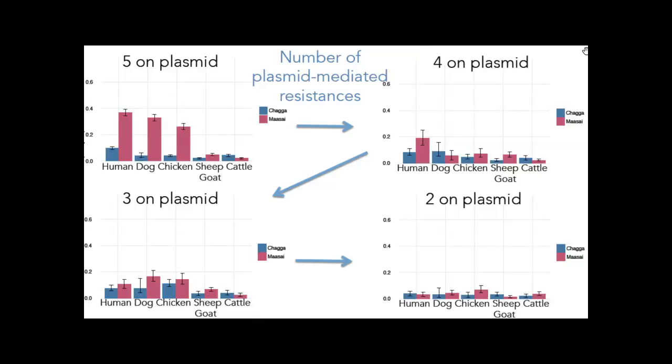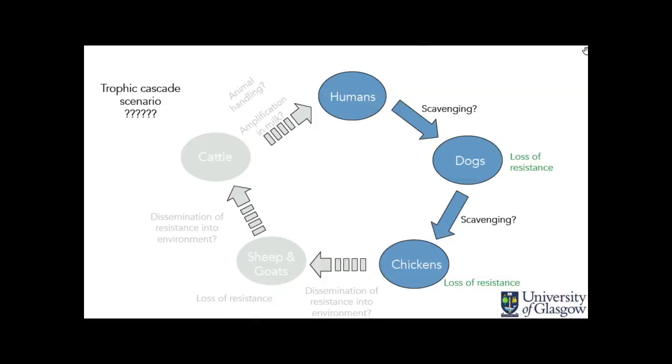So these patterns are what we would expect if there was dissemination of resistance on plasmids from the humans into the dogs and chickens, and then a loss of resistance in those communities. So far the patterns are indicating an importance of plasmids and are consistent with what we would expect with humans flowing into dogs and chickens.